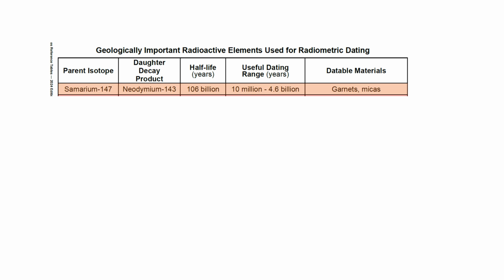So let's look at the top of our chart. Let's look at one whole line. For example, parent isotope samarium-147 is going to break down into neodymium-143. How long is it going to take for half to break down? It's going to take 106 billion years. So if I want to have two half-lives, for example, it's going to be 106 billion years times 2, and I'm going to have 212 billion years if two half-lives have passed.